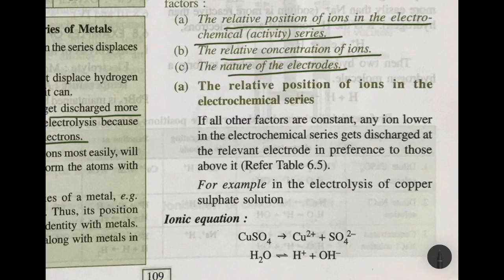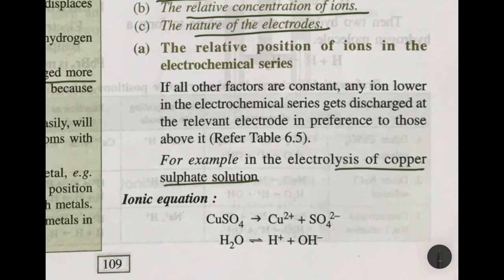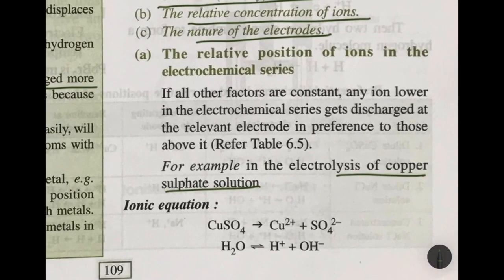So if you look at the electrochemical series, the one which is lying below will get discharged first, be it anions or be it cations. Now for example, in the electrolysis of copper sulfate solution, copper sulfate will dissociate into copper ions and sulfate ions, and water will dissociate into hydrogen and hydroxyl ions.